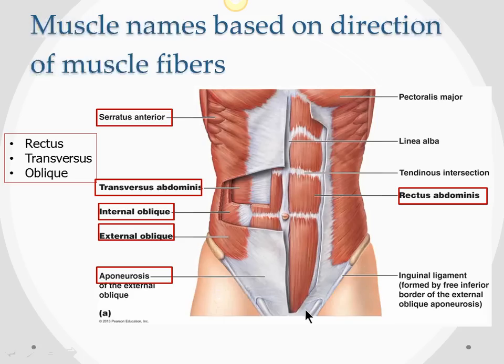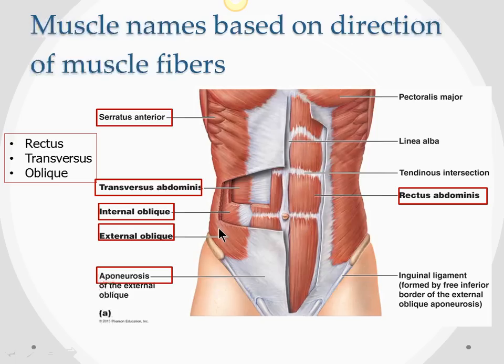Okay, here's another one where we look at muscle fibers, their names based on direction of muscle fibers. So if the direction is going up straight, the word for straight, we use the word rectus. So you can see this muscle, rectus abdominis. So this tells you that this is a muscle which lies in the abdomen and its fibers are running vertically upwards in a straight manner. So you can see they're going straight up. Okay?